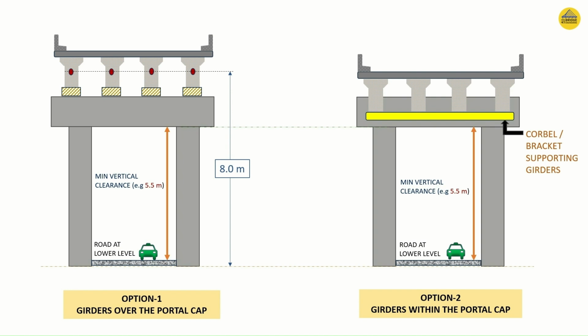this height is 5.5 meters. So let's say the centroid of the superstructure, which is indicated by these red dots, lies at a lever arm of, let's say, 8 meters in option number 1.